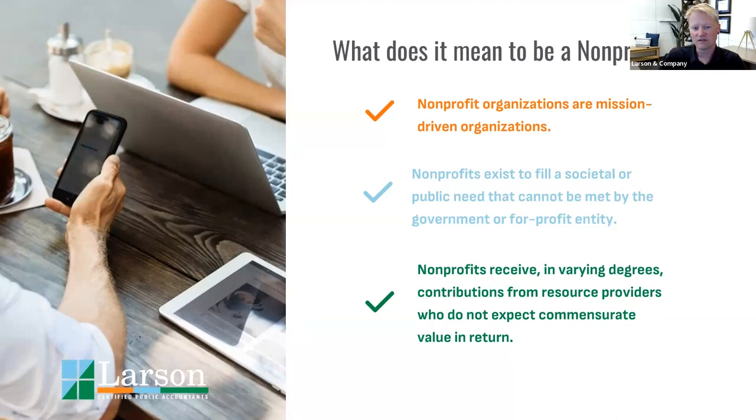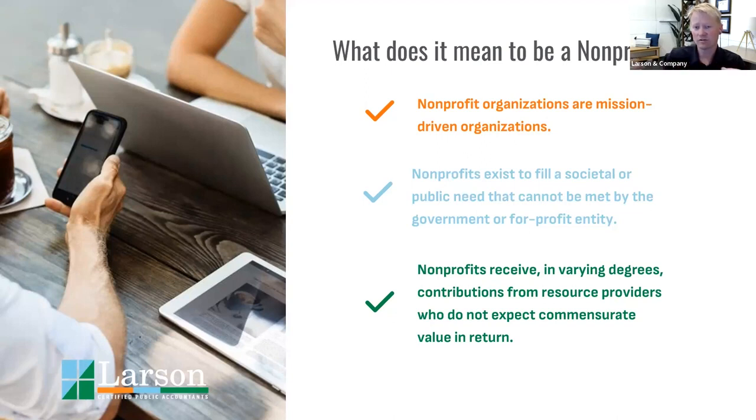Nonprofits receive, in different levels of degrees, contributions from resource providers who do not expect commensurate value in return. So that is something that is pretty unique to nonprofit organizations. For-profit organizations typically receive money for something that they're providing to their customer. Even government entities receive taxes and other things, and those paying taxes expect something in return from the government.